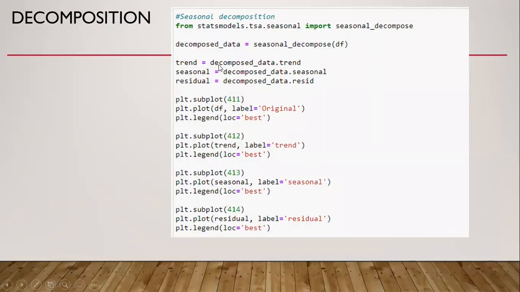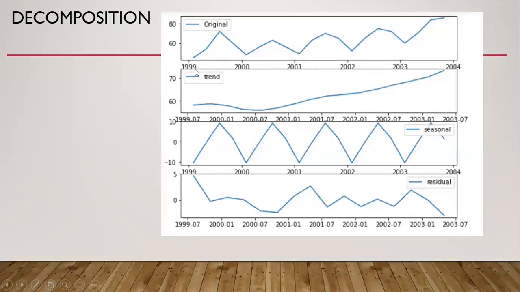This is code for decomposition. It is very simple. This is the package, and this is the code for decomposition, and this is the code for plotting the graph. So this is our decomposition using Python. This is the original data. This is the trend which is increasing. This is the seasonal component, and this is the residual component.